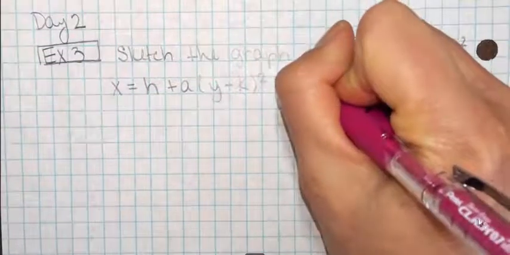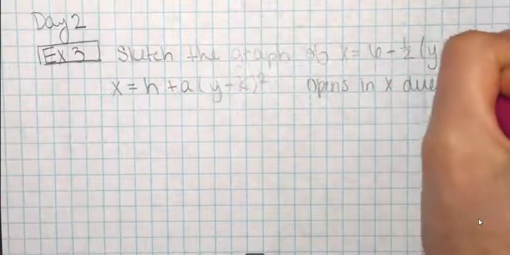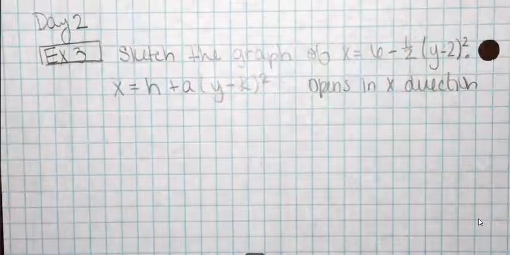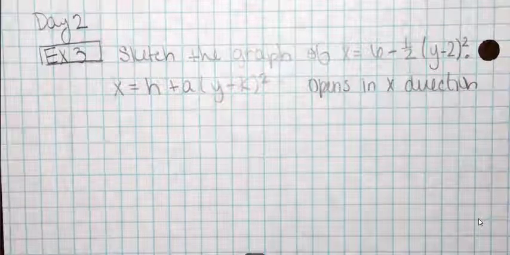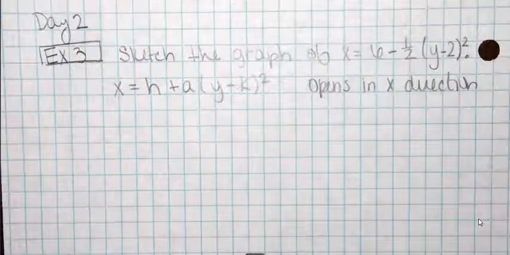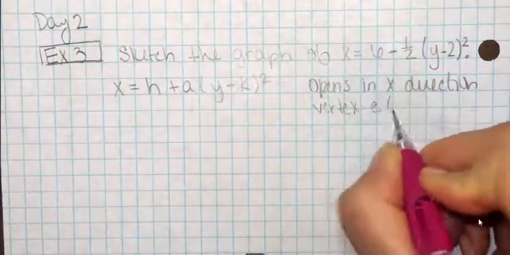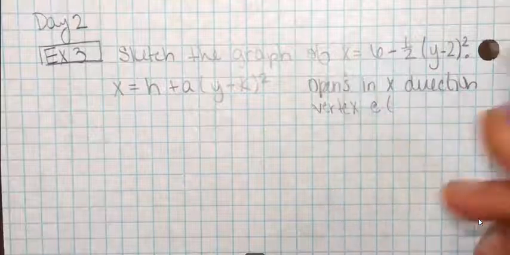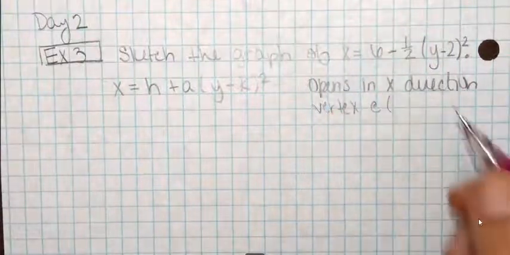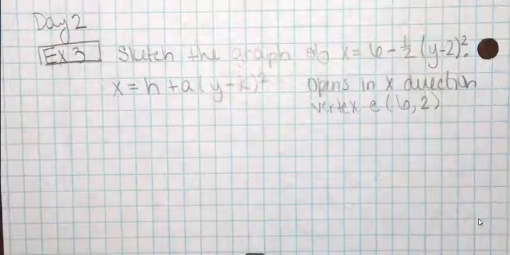Okay, so we know that this opens in the x direction, which basically means it sits on its side. We're used to them opening up or down, but this is going to actually open to the left or to the right. Okay, in addition to that, we know what our h and our k are. So we have our vertex. Well, my h now is in front, or it could be subtracted to the other side of the whole equation. But our h is basically 6, and our k is 2, so we know that that's where our vertex is.